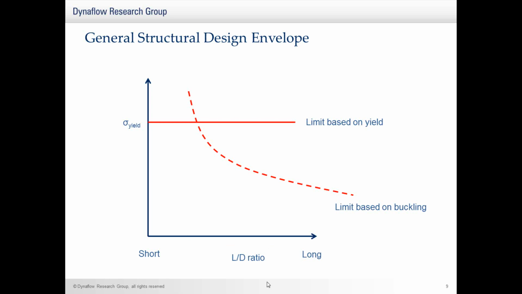However, as we go towards more slender vessels, then buckling becomes the critical case, and your buckling limit is denoted by this dashed line. And we see that as we go towards long, thin vessels, the limit is based on buckling under compressive loads rather than that based on yield.